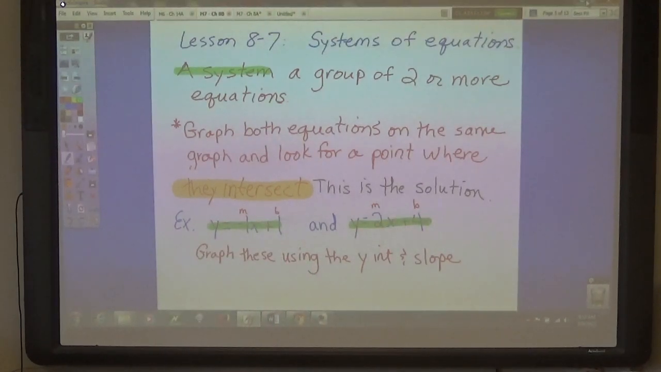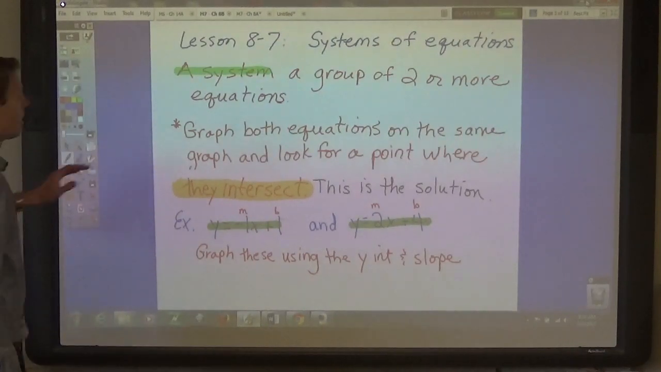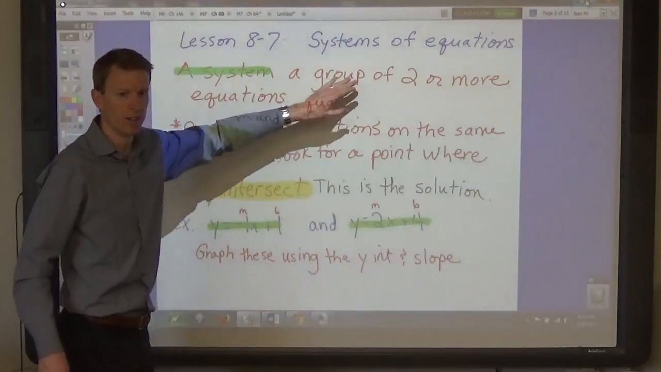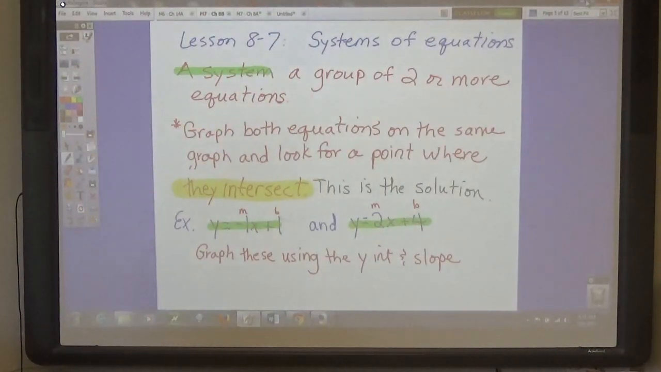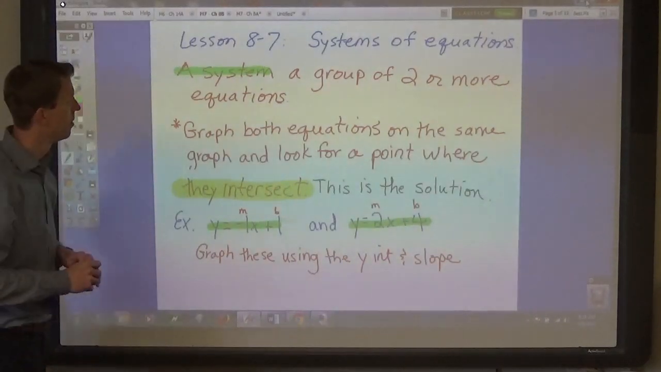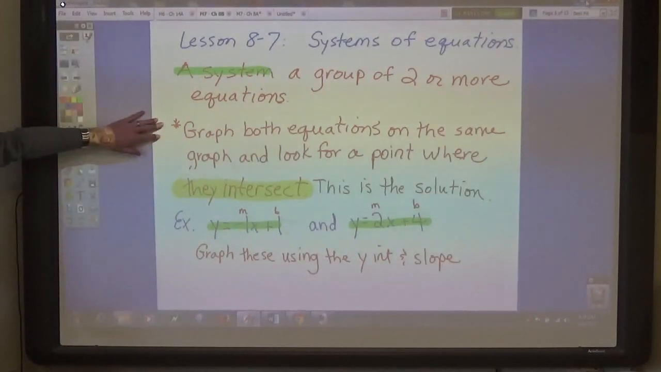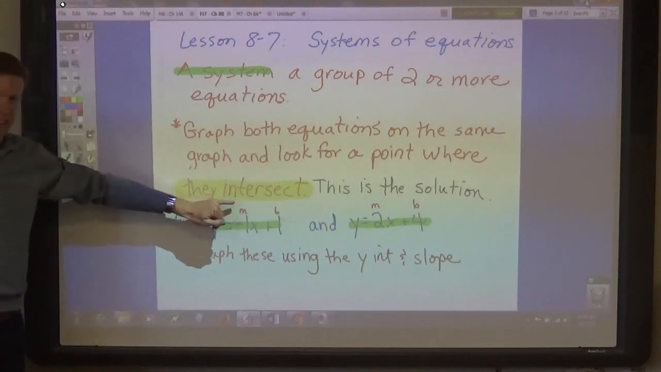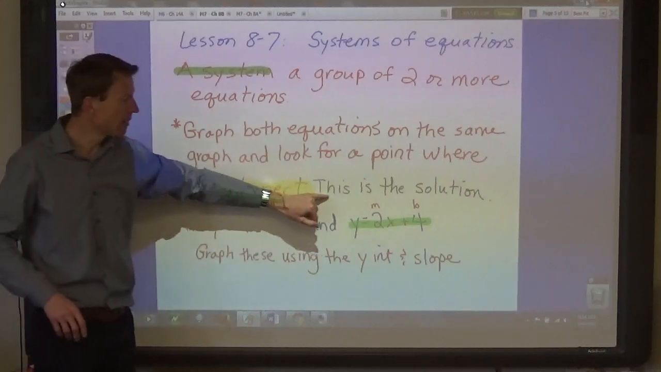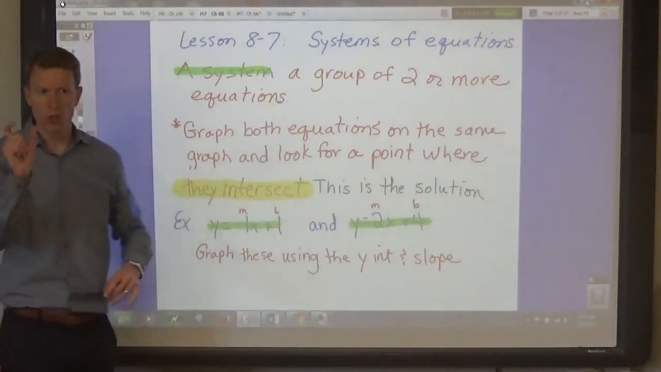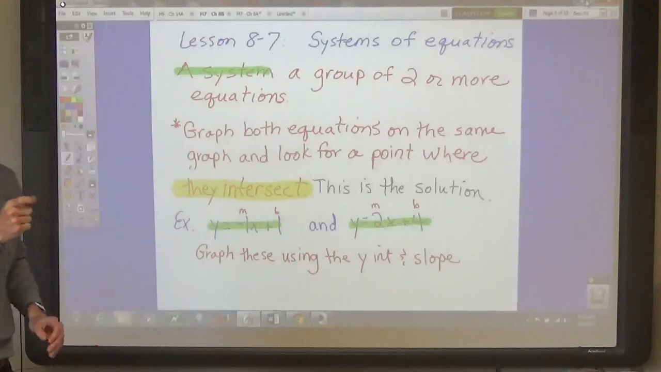We're going to talk about systems of equations today. All right? A system is a group of two or more. So these two equations are grouped, and we're going to look for one solution to these equations. One solution means that when we graph them, we're going to look for a point where they intersect. Okay? That point where they intersect is going to be the solution. The two numbers that when you put it into the equation, it makes the equation true.